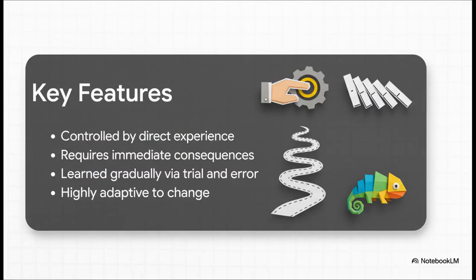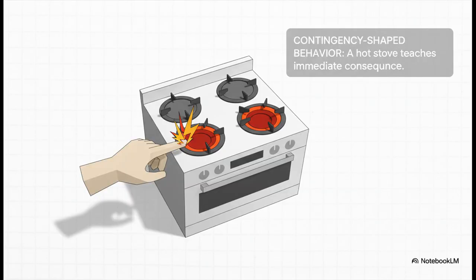So what does this look like in practice? Well, it means the behavior is controlled by what happens right after you do something. For it to be effective, those consequences have to be pretty much immediate. It's usually a gradual learning process. But the cool thing is, it's incredibly adaptive to any changes in the environment. The classic example that everyone knows is touching a hot stove. The action, touching the stove, is followed instantly by a very painful consequence, getting burned. That direct, immediate feedback shapes your future behavior so fast, you learn very, very quickly not to do that again.